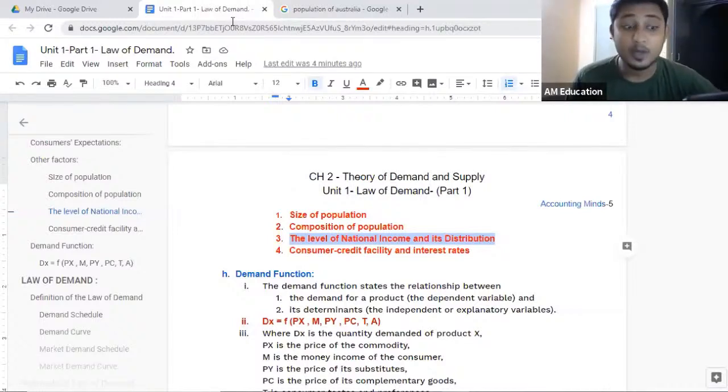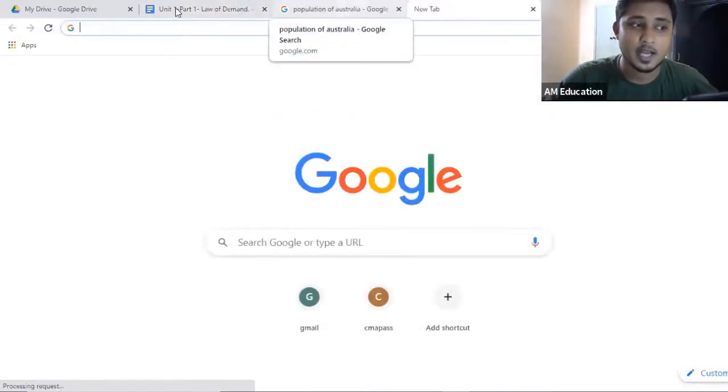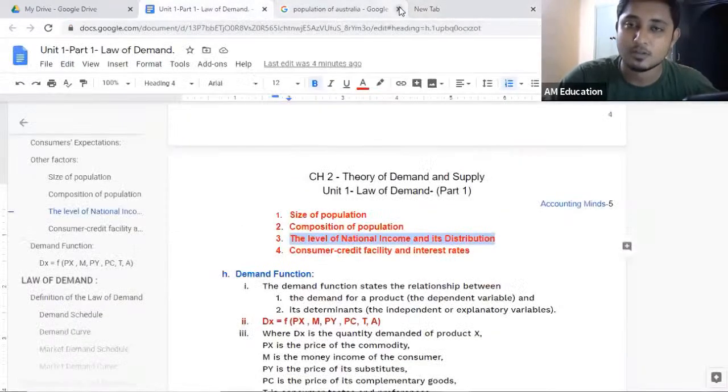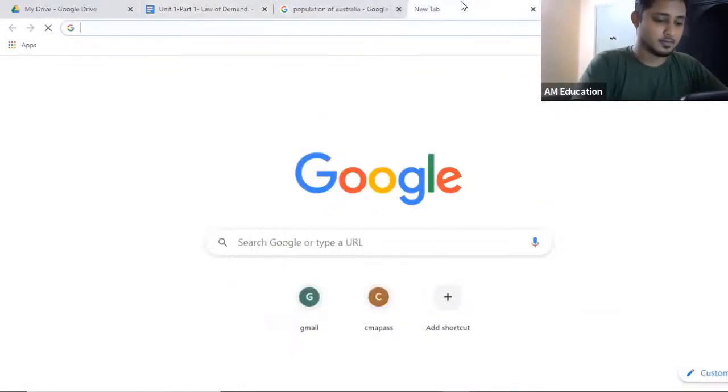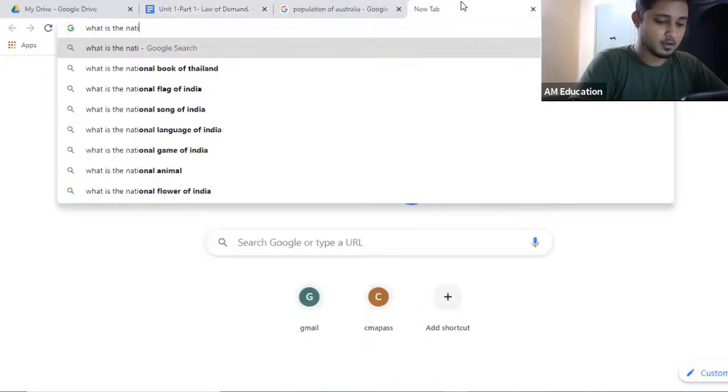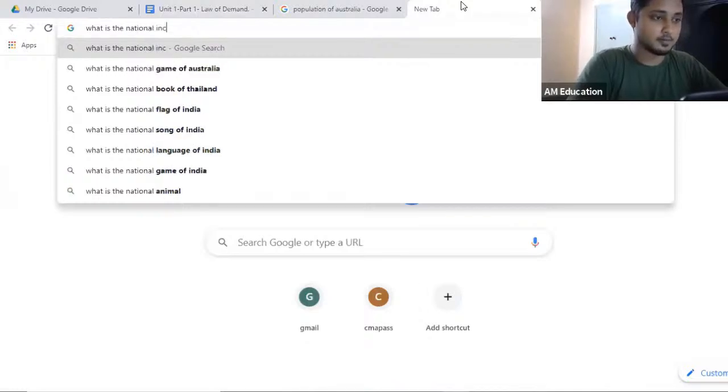Right? Now its distribution. What is this distribution? Recently Modi said India's national income is 20 lakh crores. Okay, what is the national income of India?